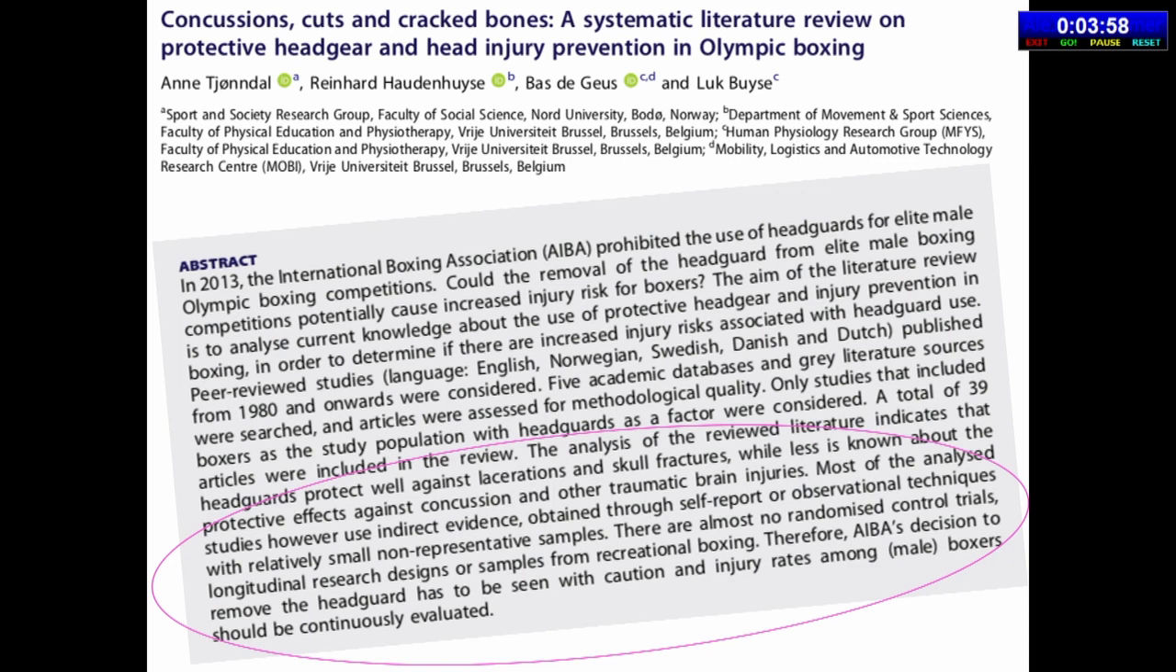This is a very recent systematic review that points out that it's well known that head guards protect against lacerations and skull fractures, but how effective they are against concussion and other traumatic brain injuries, we do not have enough evidence on that. So this is something that needs to be taken with a pinch of salt, and we do need to generate more evidence to say whether the boxers should or should not be wearing a mouth guard.